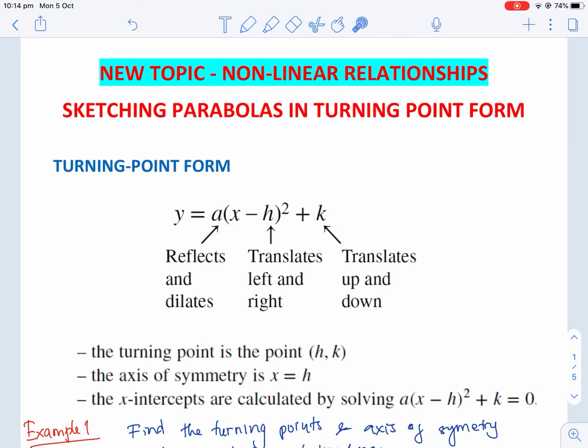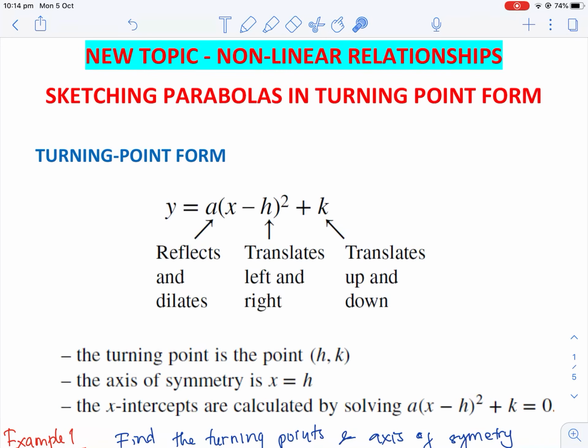Alright, so the lesson today is teaching you how to sketch parabolas in the turning point form. As previously, we've learned how to plot parabolas in lesson 1, and Mr. Ballas taught you how to sketch simple parabolas and about the reflection, the dilation, and the translation of the parabolas. So in this lesson, we're going to learn how to sketch parabolas in the turning point form.